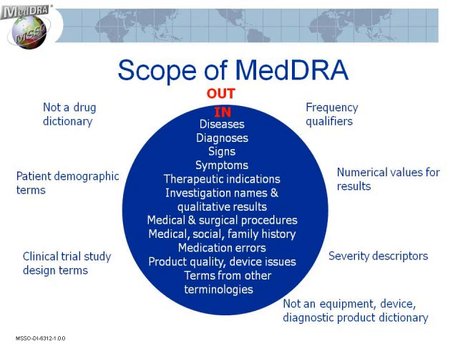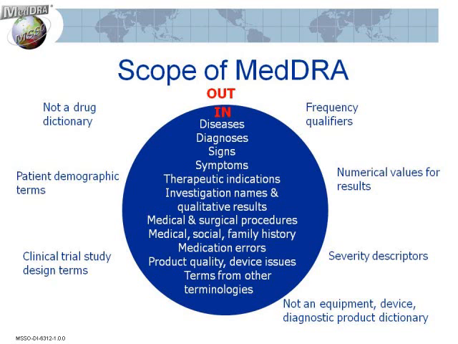Clinical trial design terms and frequency qualifiers, such as rare, frequent, are generally outside the scope of MedDRA. Numerical values for results are not included. Severity descriptors are not included. Severe and mild are used only when pertinent to the specificity of the term, such as severe versus mild mental retardation. And finally, just as MedDRA is not a drug dictionary, it is not an equipment, device, diagnostic product terminology.